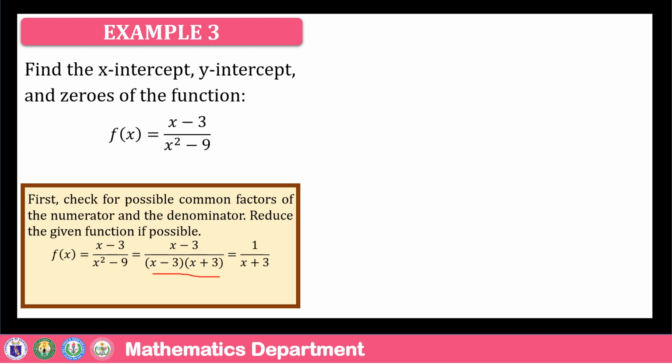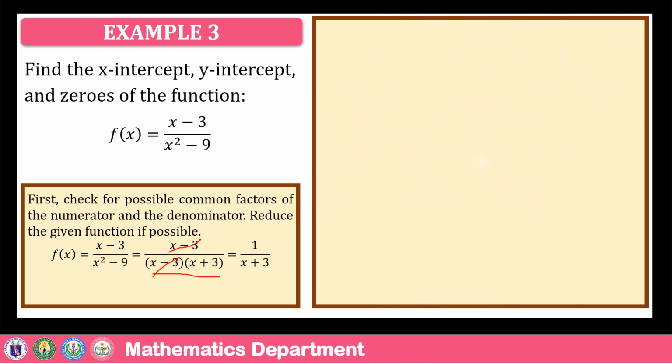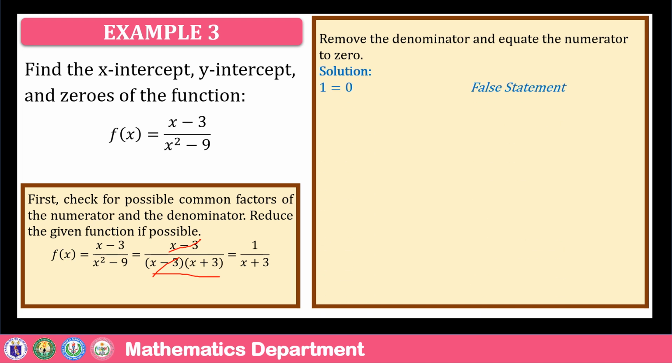At kung makikita natin dito, meron tayong common na factor, which is yung x minus 3. So ang gagawin lang natin is we have to cancel out that 1. So ang matitira na lang sa ating numerator ay 1 at sa ating namang denominator ay x plus 3. And then after that, kukuhanin natin ngayon yung ating x-intercept. So, pag tinanggal natin yung ating denominator, ang matitira na lang sa ating numerator ay 1 and then we have to equate this 1 to 0. At kung mapapansin natin, ito ay isang false statement kasi hindi naman equal sa 1 yung 0. Thus, there is no x-intercept.